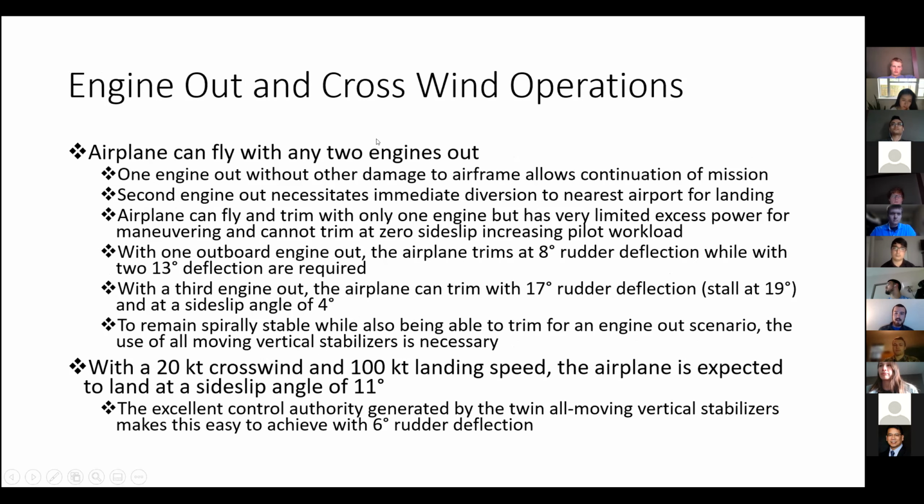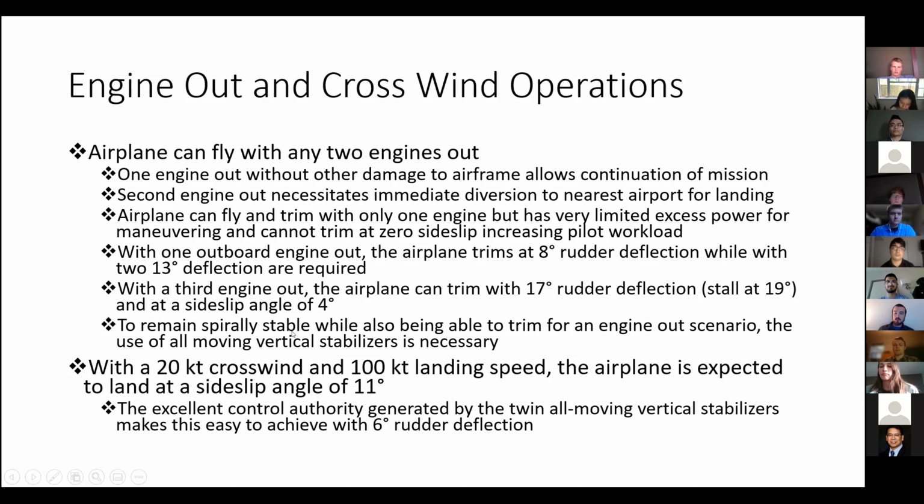The airplane can fly with any 2 engines out. That means 1 engine out potentially allows the airplane to continue the mission, and a 2nd engine out necessitates diversion to the nearest airport to land. It can actually fly and trim with only 1 engine out, but it can't trim at 0 side slip angle and has very limited excess power, so it should not be done.